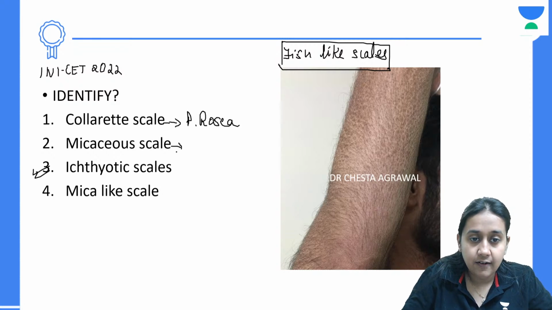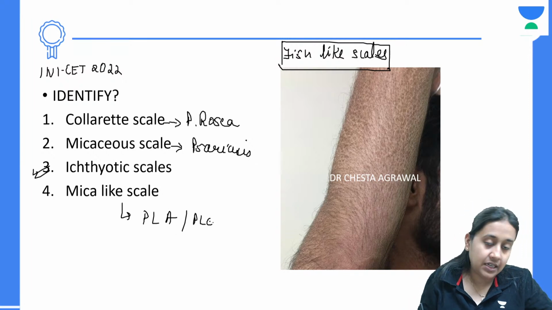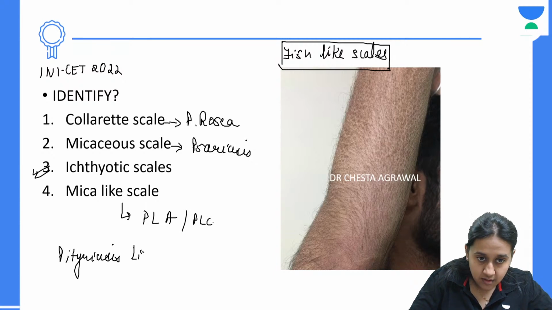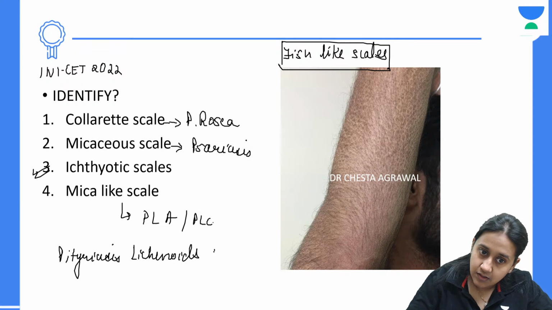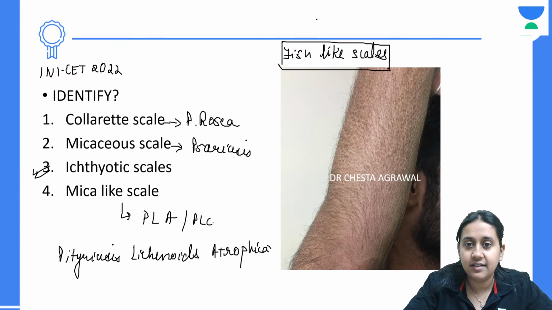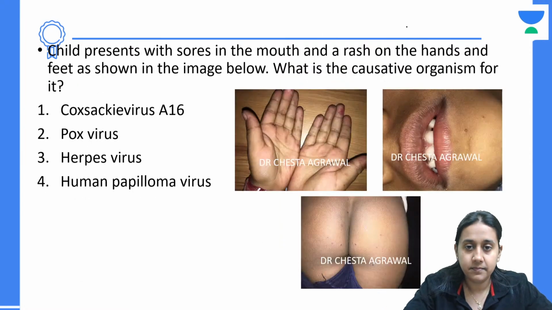Pityriasis rosea has collarette scale, psoriasis has micaceous scales, and pityriasis lichenoides chronica (PLC) has very characteristic mica-like scales. Any treatment for ichthyotic scale? Simple moisturizer. Clear? Next.